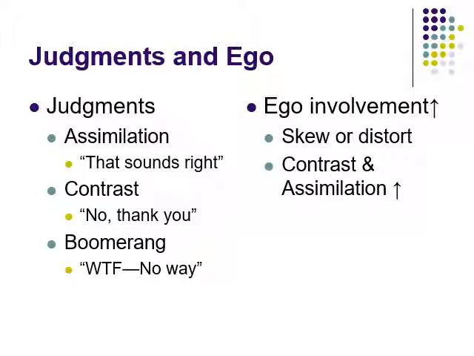And I want you to remember what I said earlier, that ego involvement skews and distorts it. As you have greater ego involvement, you skew and distort the message, and by doing that, that increases how much you contrast and how much you assimilate. So just keep in mind that ego involvement affects the size of anchors. We've discussed that. And it also is going to affect how much you contrast and assimilate. So let me work through the examples of these concepts.